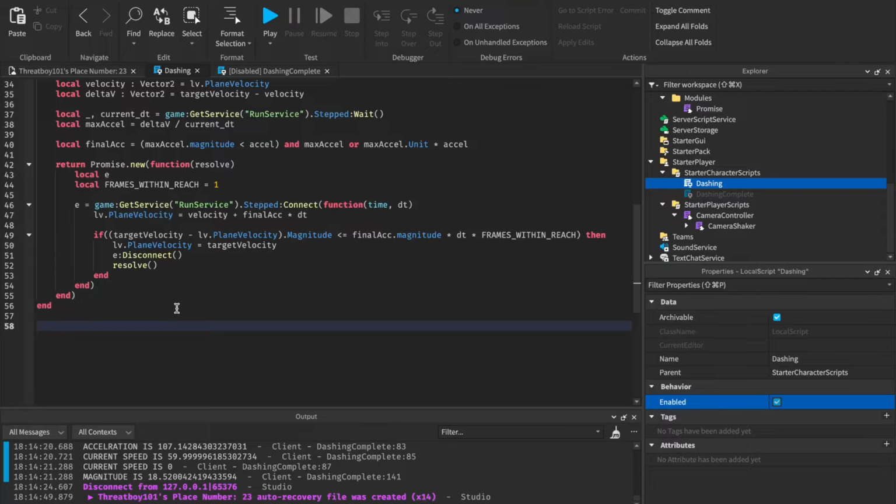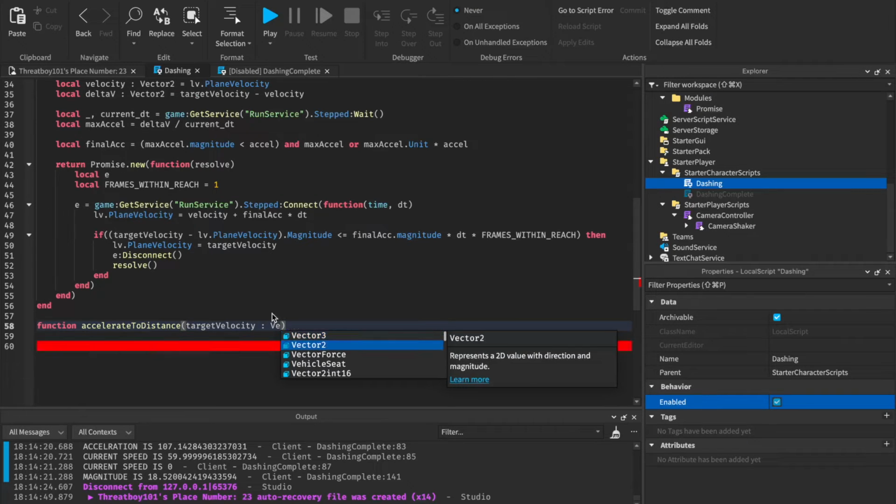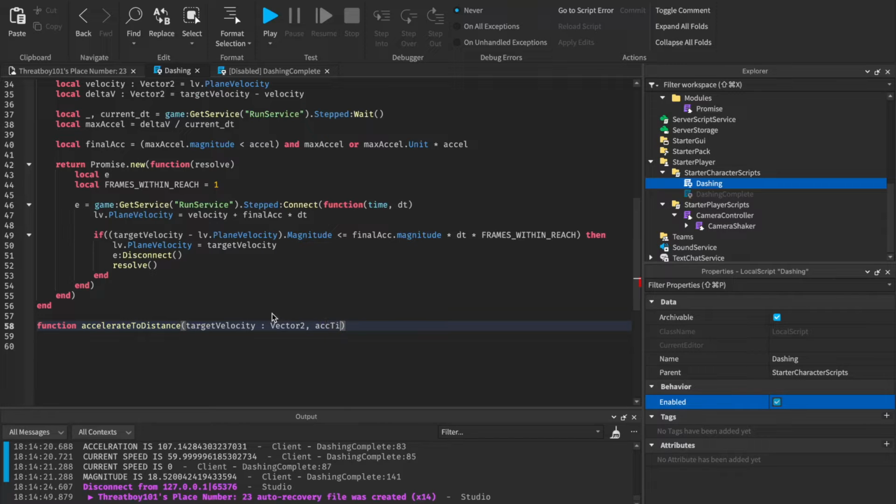And so with all that in mind, let's go ahead and create a new function, accelerate to distance. This will take as input target velocity, acceleration time, that's within how much time we want to reach target velocity, and the total distance we want our dash to cover. And so here is where we will create our linear velocity instance.